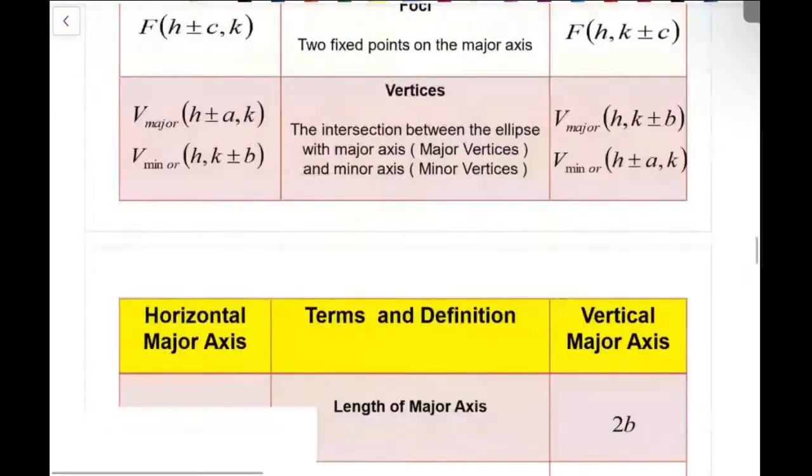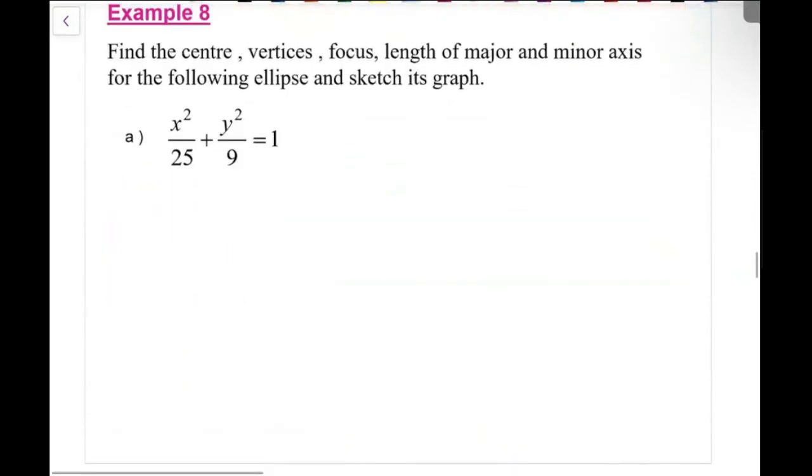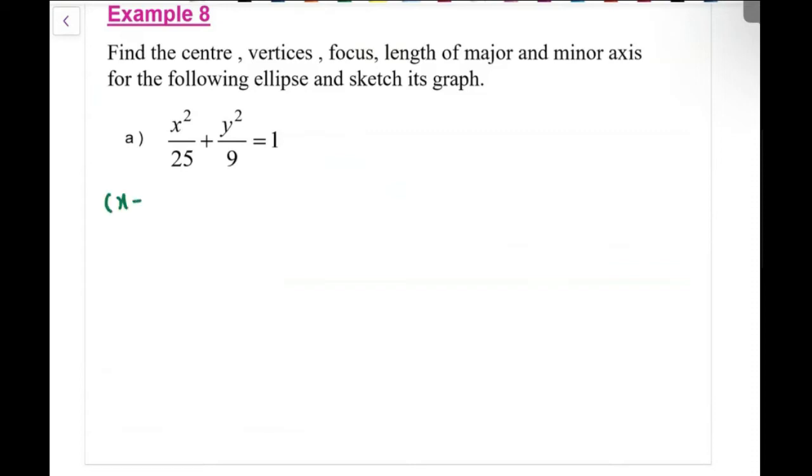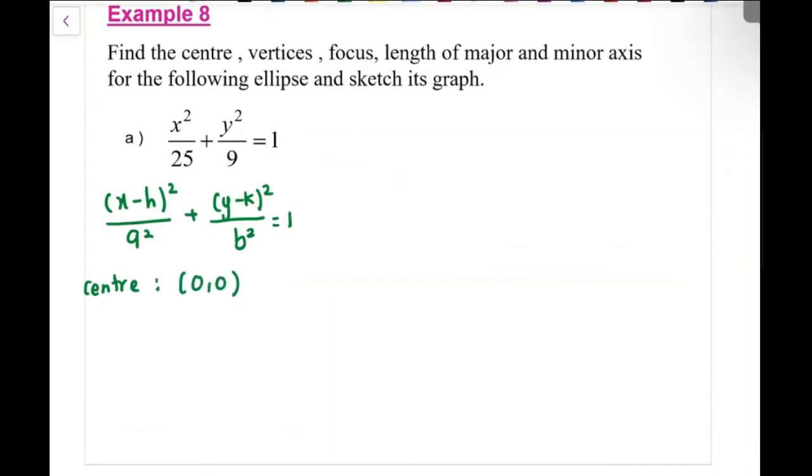Okay. So let's do some example. Alright. Example 8. We have to find the center, vertices, focus, length of major and minor axis for the following ellipse and sketch its graph. Okay, so our equation is x squared over 25 plus y squared over 9 equal to 1. So if I compare with our standard equation, we would have x minus h squared over a squared plus y minus k squared over b squared equal to 1. And as before, center is basically HK. In this case, our center would be 0, 0 at the origin.